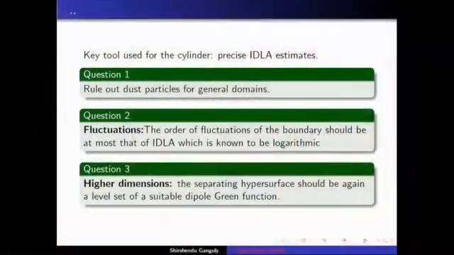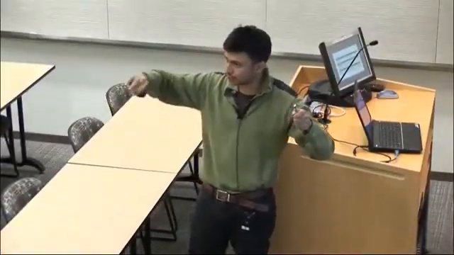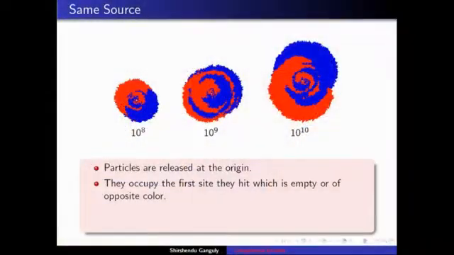And then you can ask the question in high dimensions for general domains. The correct intuition would again be this Green's function intuition, which says that the separating hypersurface should still be a level set of a suitable dipole potential function on this region. And then you can ask a question. So throughout this talk, we were working with two measures which were separated from each other.